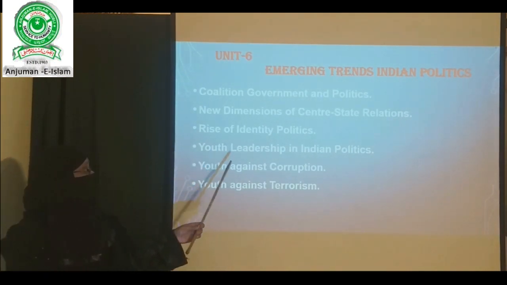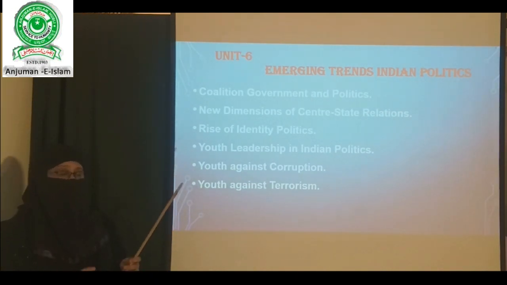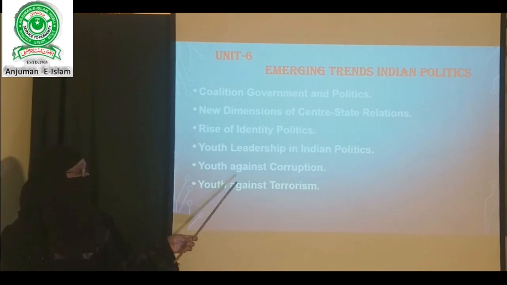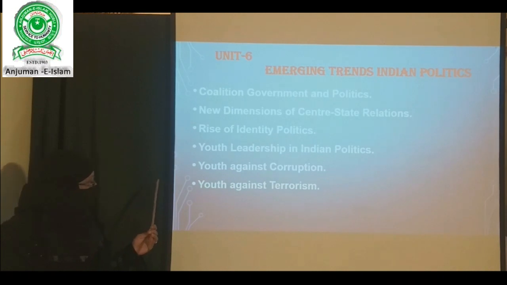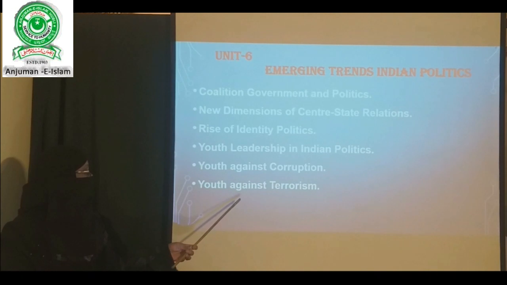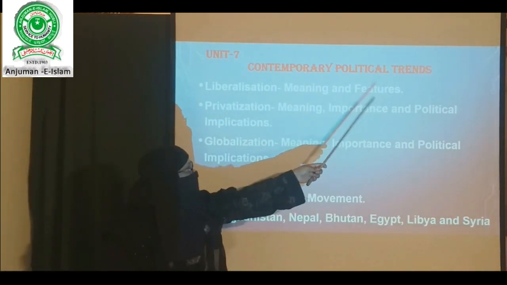Next, youth leadership in Indian politics. Here comes the role of youth, you people who can change the future of a country. Here we will try to understand the role of youth in leadership in Indian politics. Not just that, youth against corruption: how youth can contribute to fight against corruption and against terrorism. Next is Unit 7, Contemporary Political Trends.